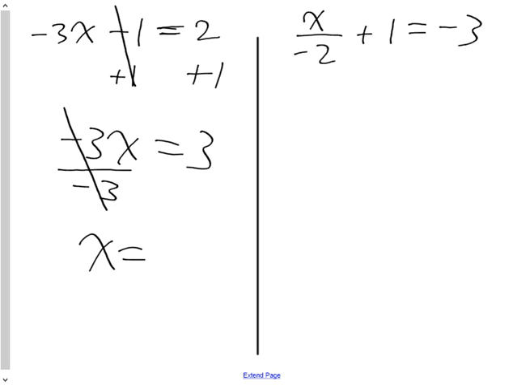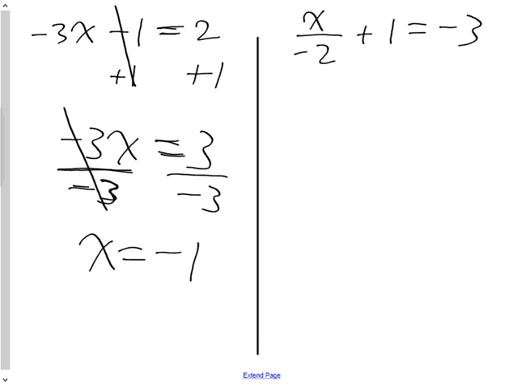Now remember, if you're going to keep it equal, and you divided this side by negative 3, you also have to divide the other side by negative 3. And a positive 3 divided by a negative 3 is a negative 1, and therefore x equals negative 1.